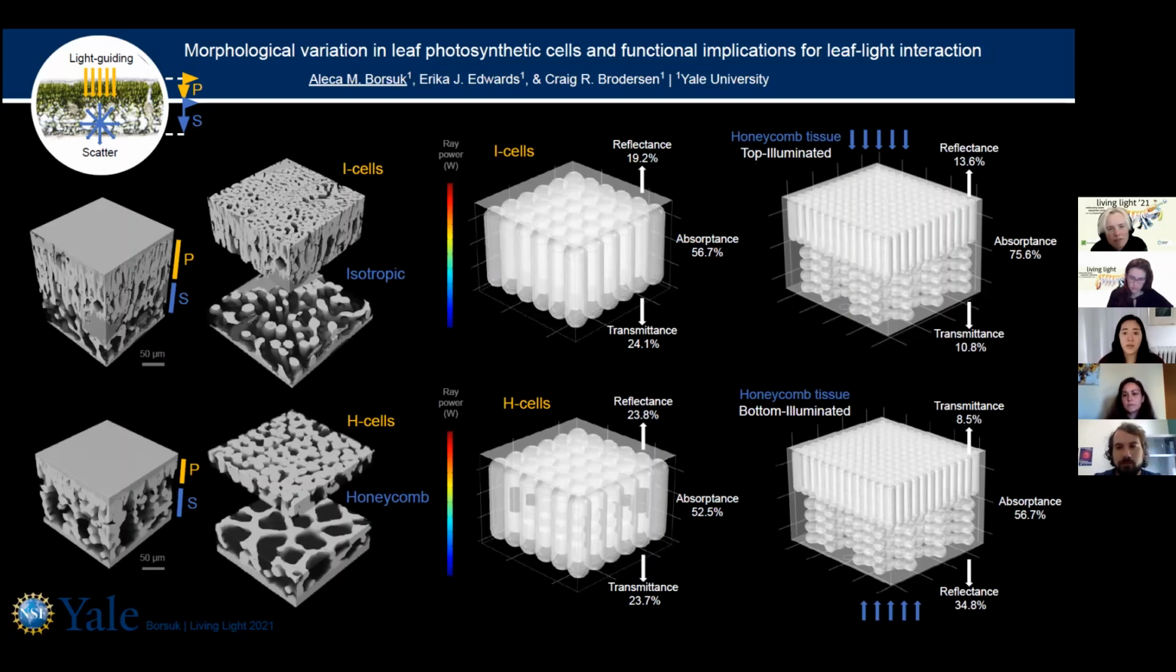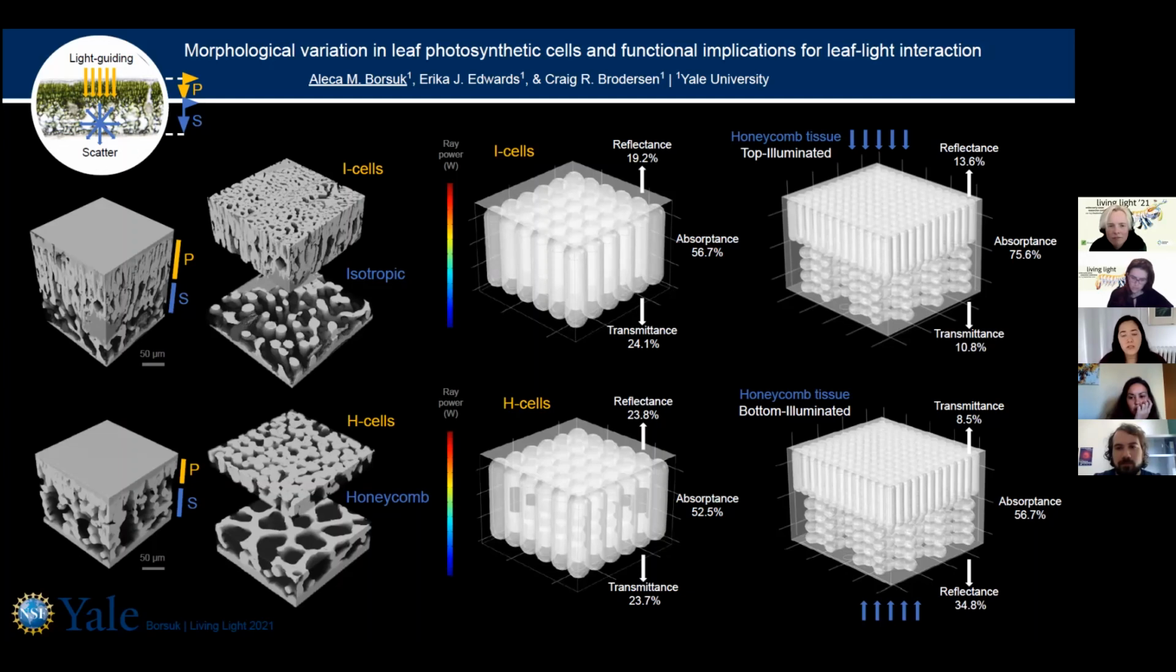For example, here in the middle of the slide, we find the more common eye-shaped cells increase light absorption by about 4%. And here at the left side of the slide, we have a comparison of a leaf with a honeycomb pattern spongy mesophyll illuminated either from the top or the bottom of the leaf, where we find that illumination from the top increases light absorptance by about 19%.